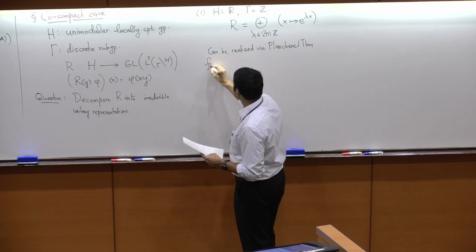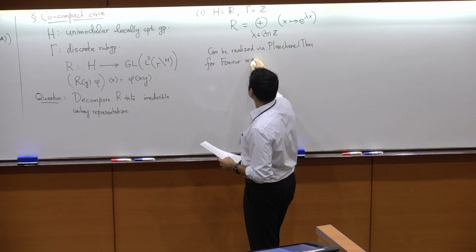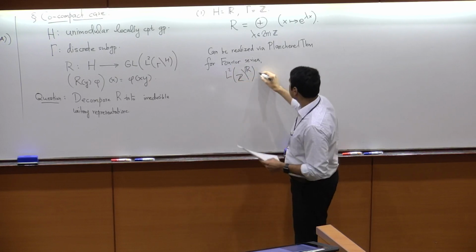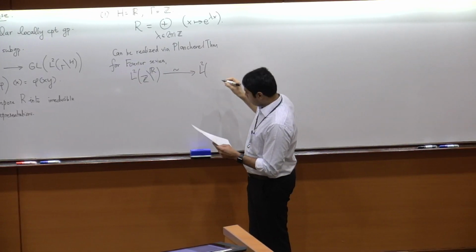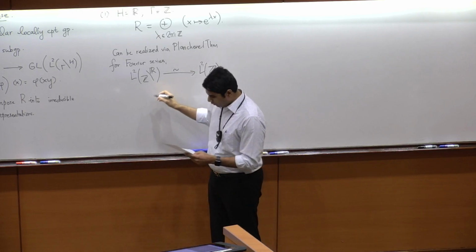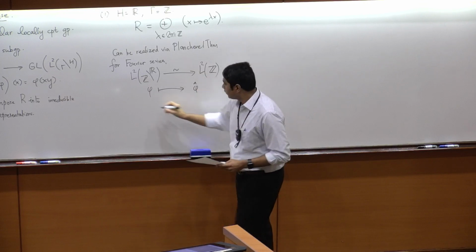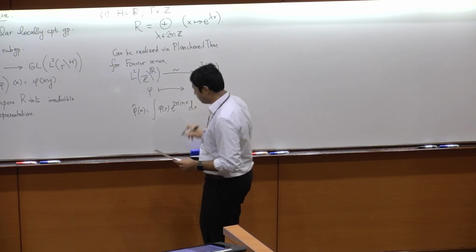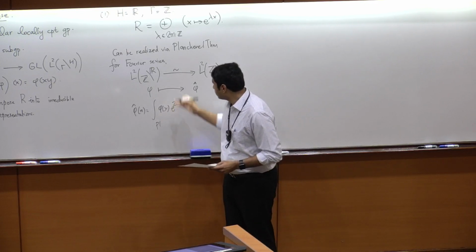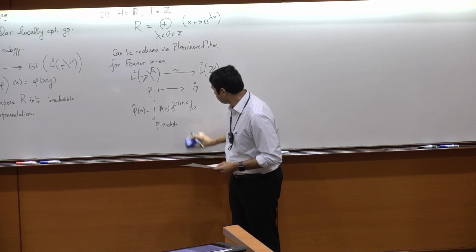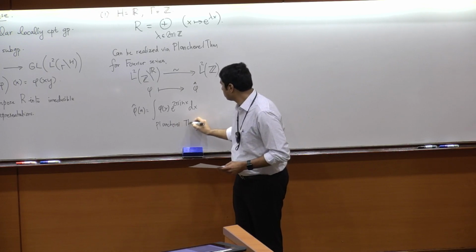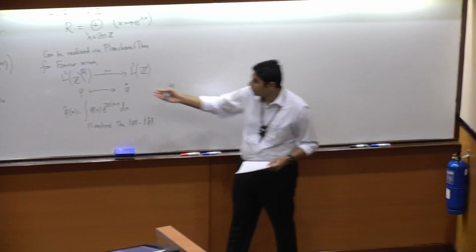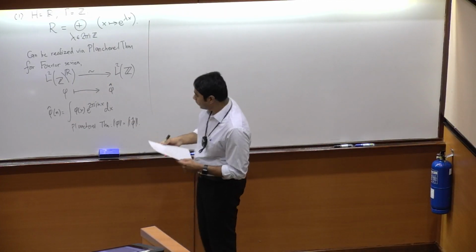So for Fourier series, this L2 of R mod Z under the action of R is isomorphic to L2 of Z, namely the Fourier coefficients. So if you have phi, this is phi hat, where phi hat of n is the integral of phi of x e to the 2 pi i nx dx. And the Plancherel theorem says that this is an isometry. Okay, so you know exactly how the L2 spectrum, the right regular representation, decomposes.